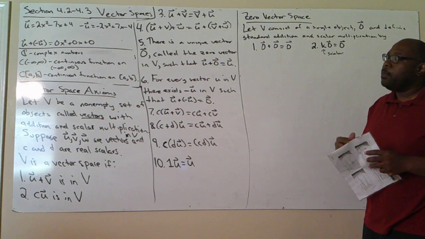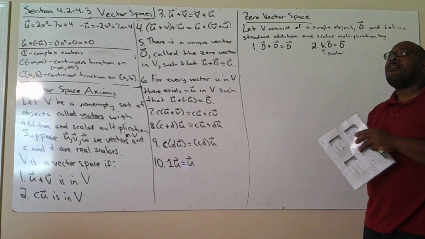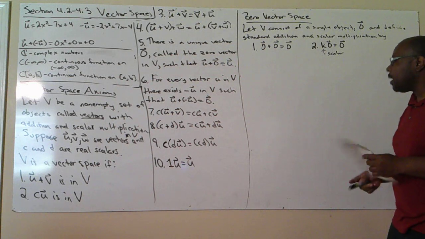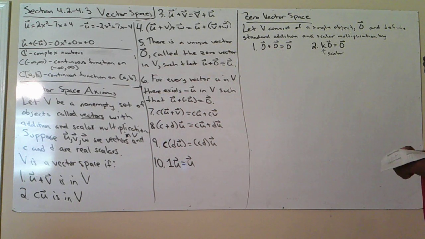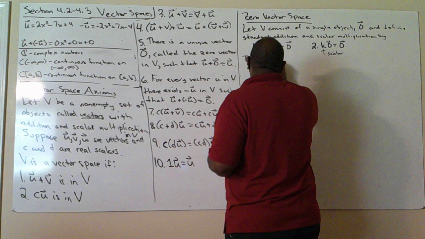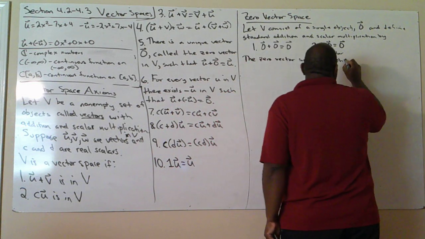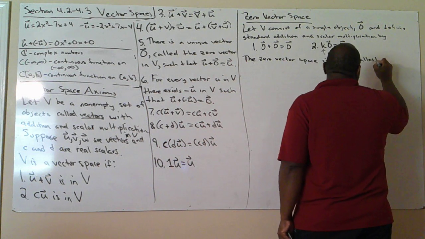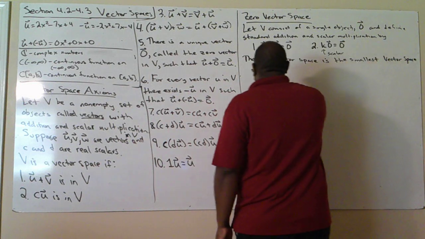0x squared, 0x plus 0. Essentially, we're looking at the smallest possible vector space you can have inside of a mathematical object. And this is called the zero vector space. And the zero vector space is the smallest vector space within any vector space.